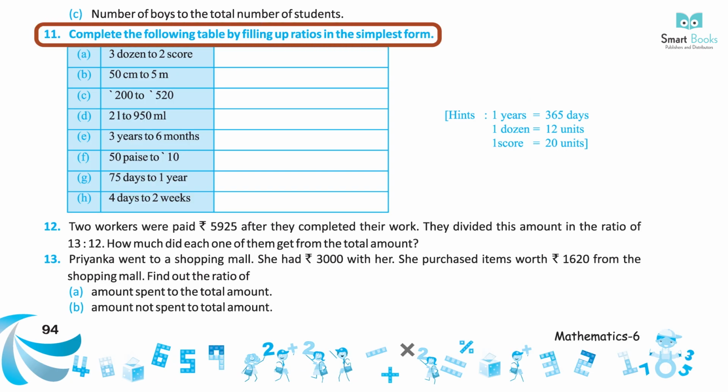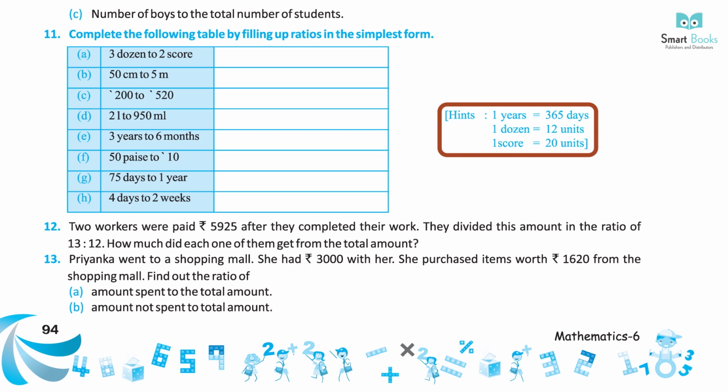Question 11. Complete the following table by filling up ratios in the simplest form. Hence, 1 year equals 365 days. 1 dozen equals 12 units. 1 score equals 20 units. A. 3 dozens to 2 score. Solution: 9:10. B. 50 centimeter to 5 meter.